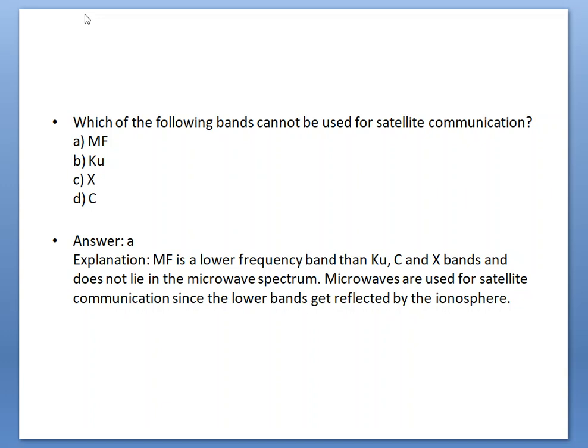Microwaves are used for satellite communication since lower bands get reflected from the ionosphere. Previously, we said that only the VHF, UHF and microwave frequency bands support satellite communication. Apart from that, the remaining bands are not suitable for satellite communication. So that's why the ranges in VHF, UHF and microwave are used for better propagation with less probability of error in satellite communication.